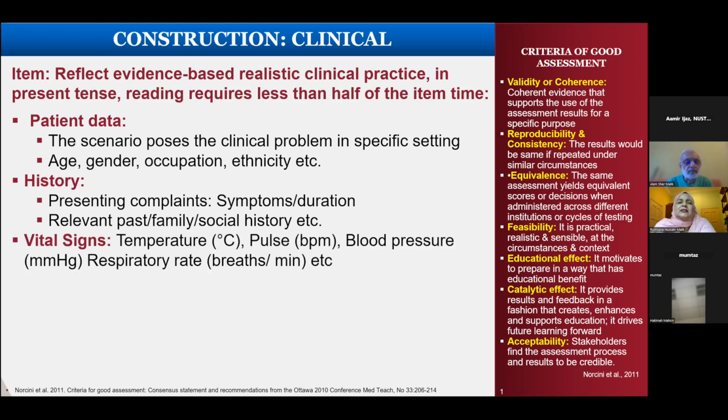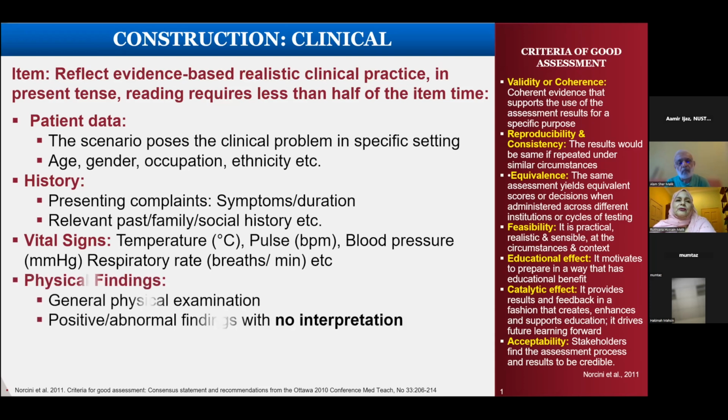The vital signs should be given: the temperature in degrees centigrade, pulse in beats per minute, blood pressure in mmHg, and the respiratory rate in breaths per minute. The idea of giving all that information is that the students in the early stage are learning how to take the history and how to register that history or write that history in the proper format.